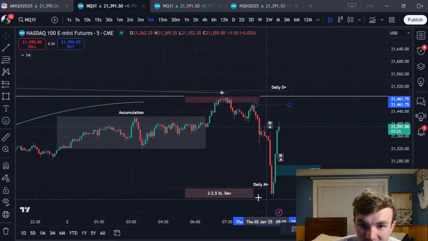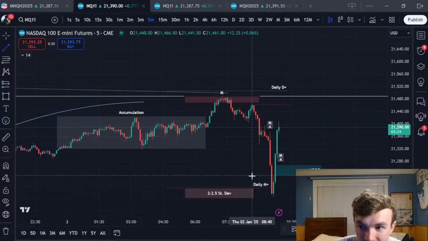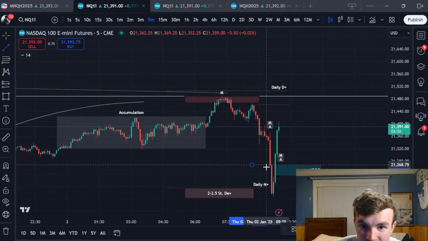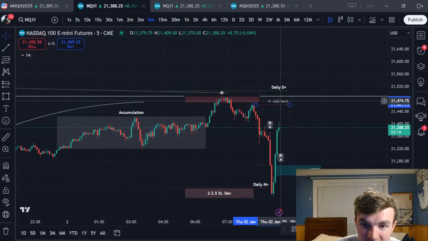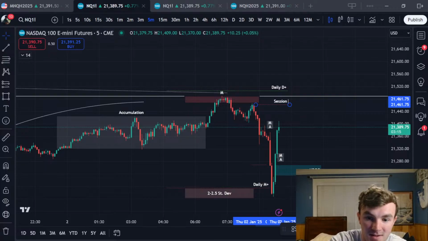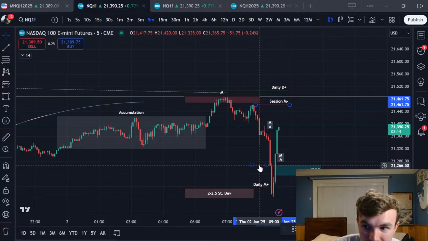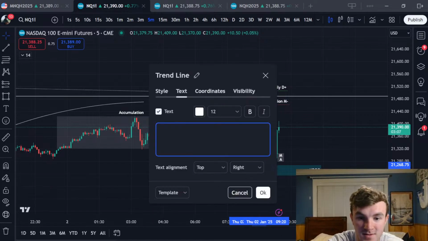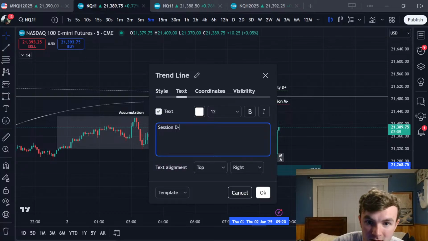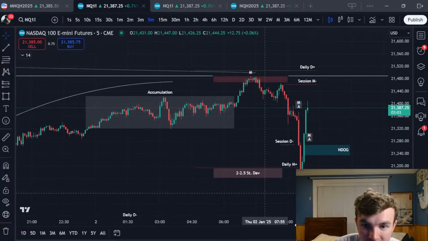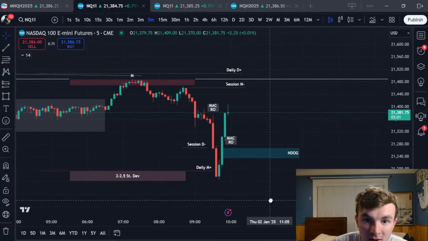That's so interesting. And then we went to the session. The stat map is so useful, because look at this. This is the session M minus, and then we went to the session D minus. I mean, that's helpful, man. That's really helpful.